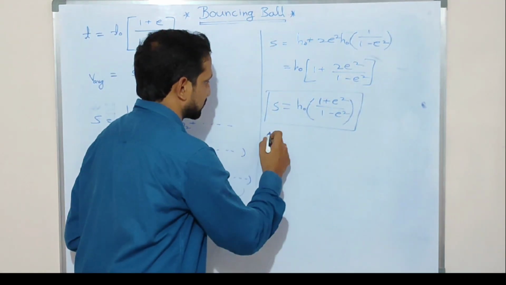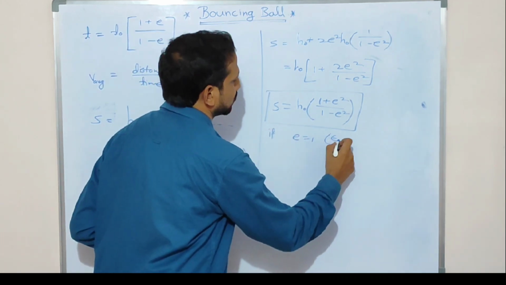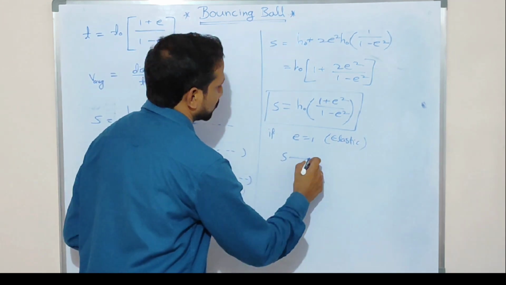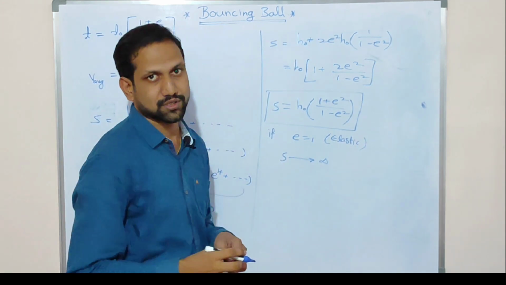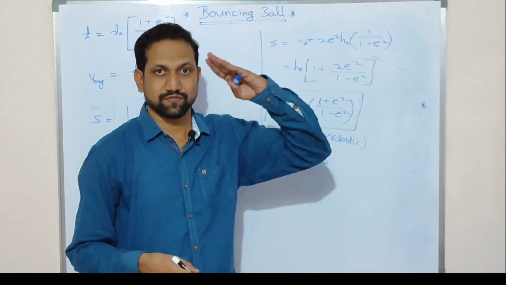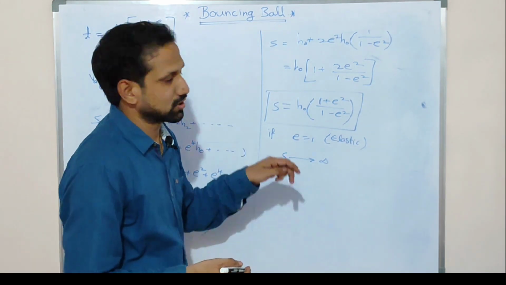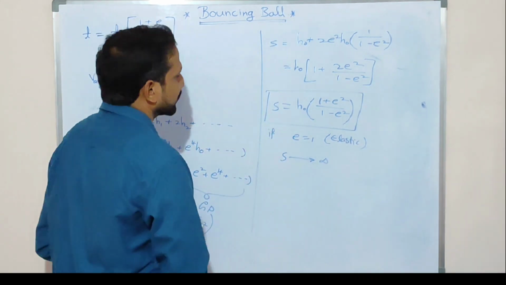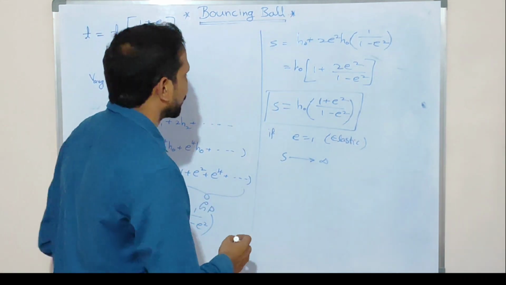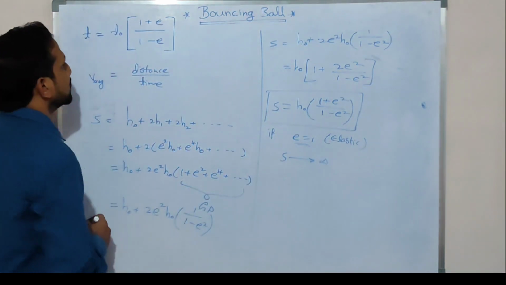Here also there is a special case: if e equals 1, that is a perfectly elastic collision, then S tends to infinity. That means, as I told you already, it will keep on oscillating from the ground to h naught forever, until someone stops it or it gets some disturbance. But actually such collisions do not exist in nature, so this case is not possible. So this is the total distance.